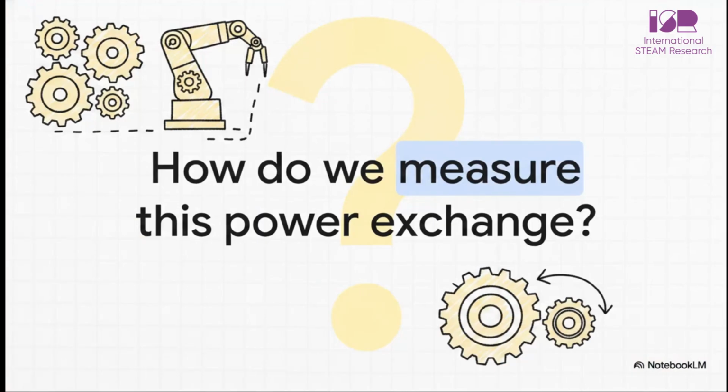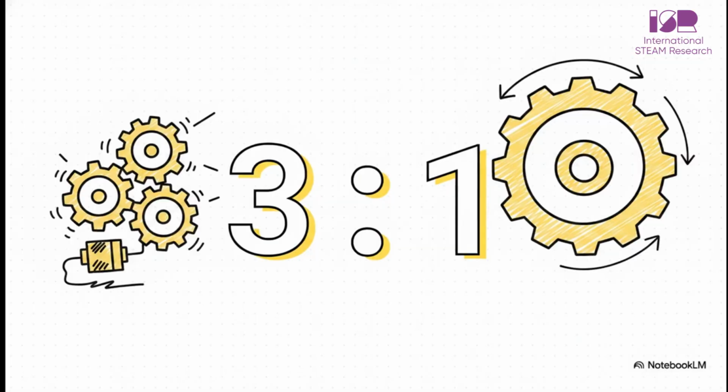Section 5. Decoding the gear ratio, the math behind the power. So if we're constantly trading speed for torque or torque for speed, how do we actually calculate and measure this power exchange? Like, how do engineers know exactly which gears to put in that robot arm to make it work? Well, it all comes down to a deceptively simple ratio. For example, 3 to 1. This is called the gear ratio.